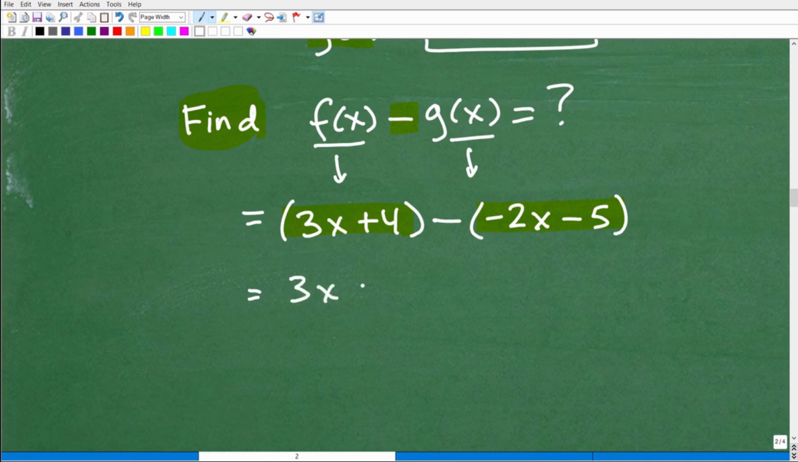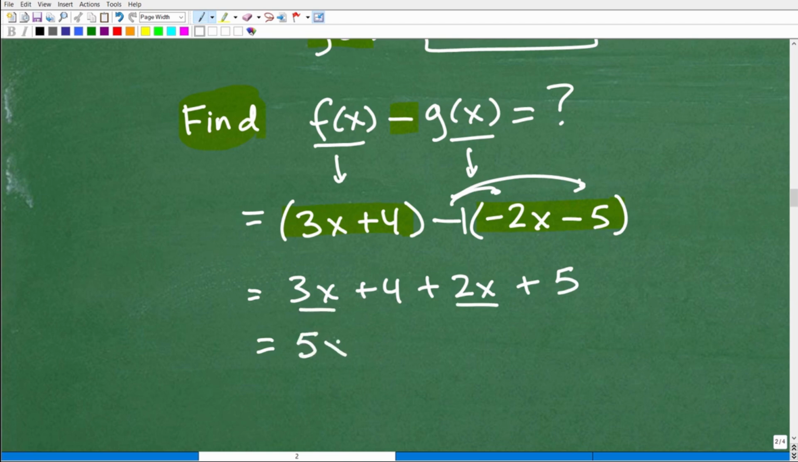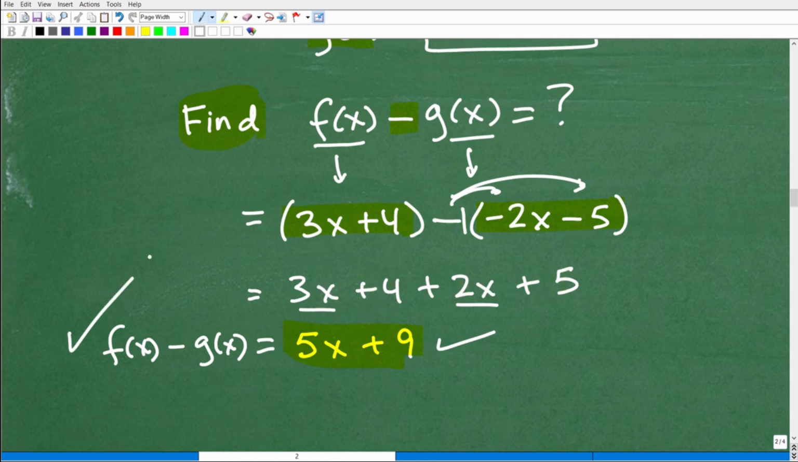So this would be 3x plus 4. Now, this negative, I've got to distribute to these terms. So it's like a negative 1 times this, which will be plus 2x, negative times negative, and this negative times this will be plus 5. Now we can combine like terms. 3x and 2x is 5x. 4 and 5 is 9. So f of x minus g of x is equal to 5x minus 9. That is the answer. Let me just double check my work here. It looks pretty good, and that is the correct answer.